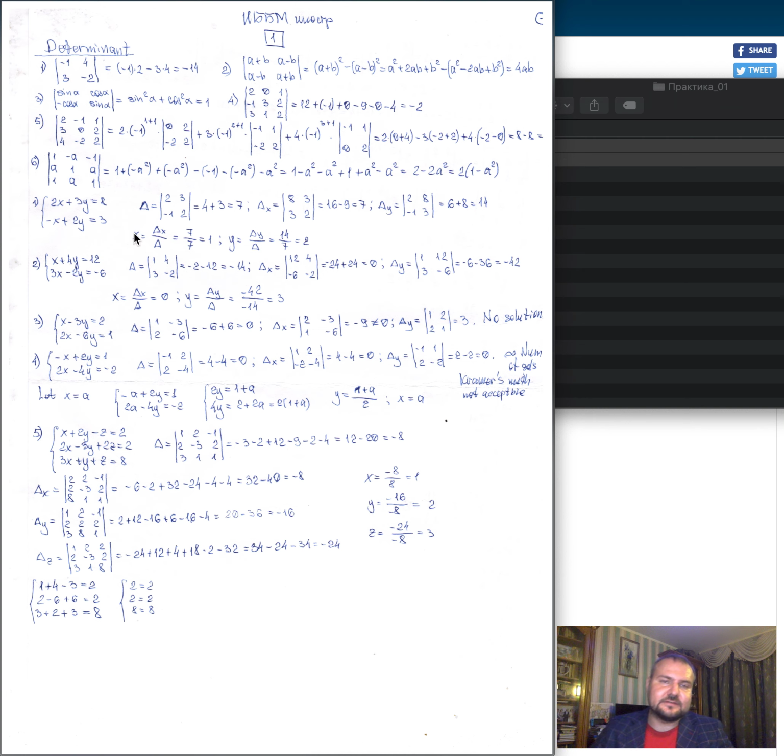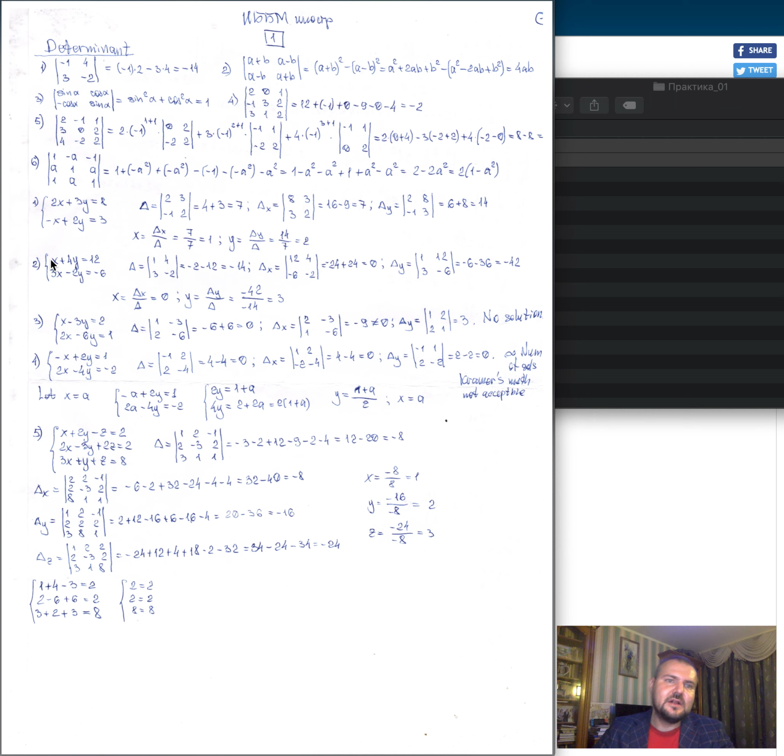To find x, we need to divide the determinant of x by the main determinant. So we get here 7 divided by 7 equals 1, and for y, the determinant of y divided by the main determinant, it would be equal to.